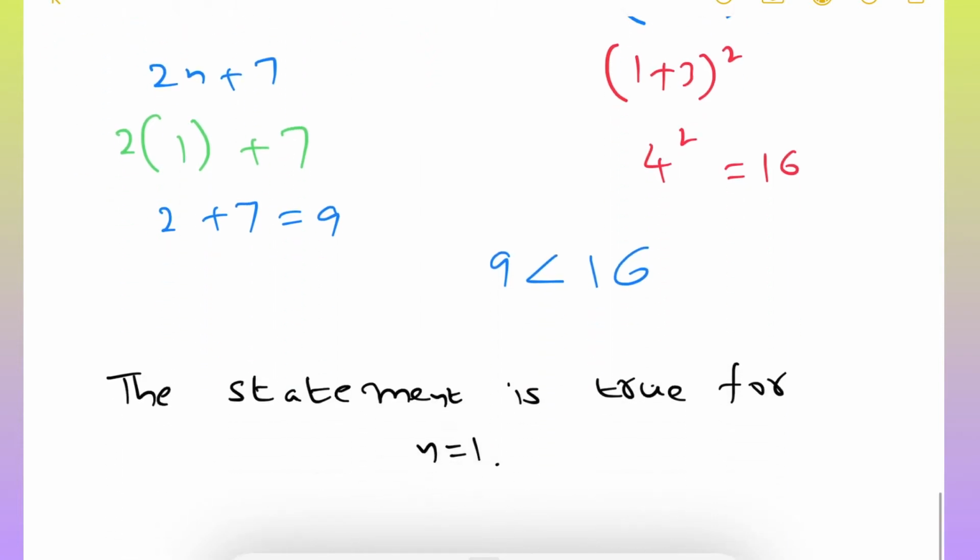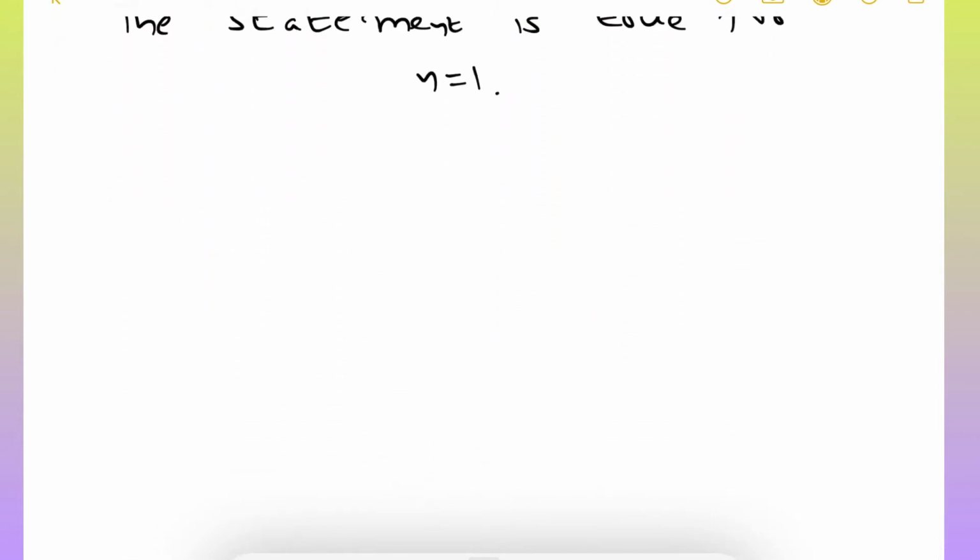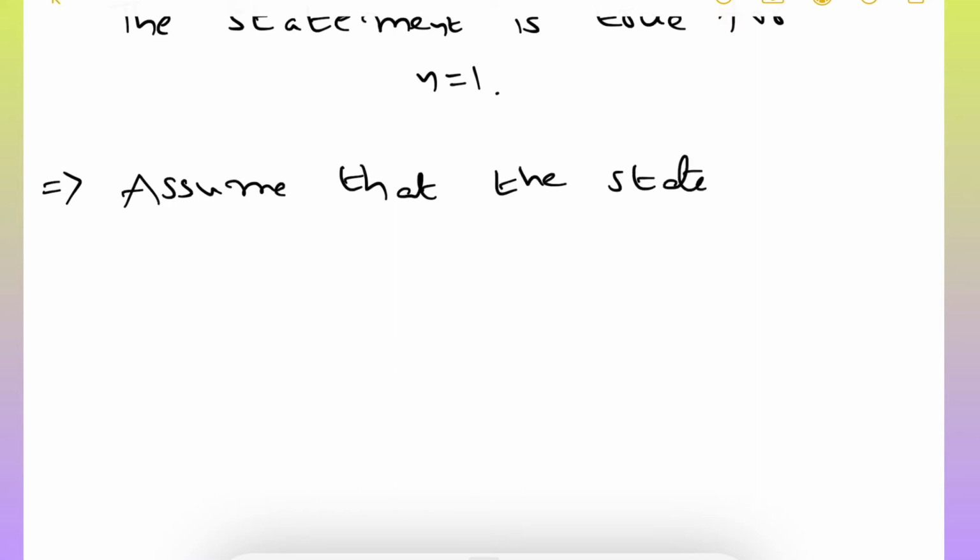Now let's move to the second step. This second step is nothing but just an assumption. Assume that the statement is true for n equals to k. Now, in the given question, wherever we have n, we need to substitute k.